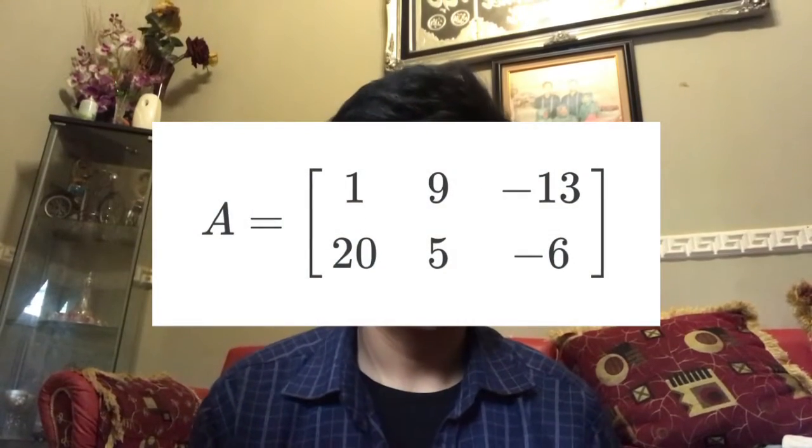Provided that they are the same size, like having the same number of rows and the same number of columns, two matrices can be added or subtracted element by element. This is an example of a matrix.